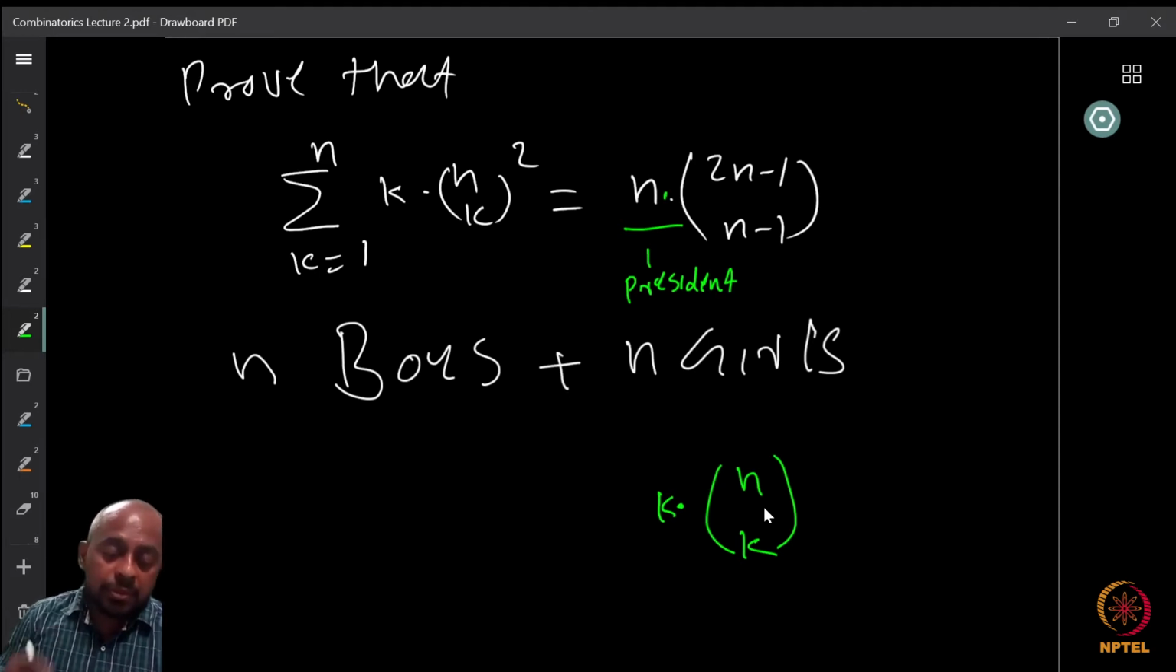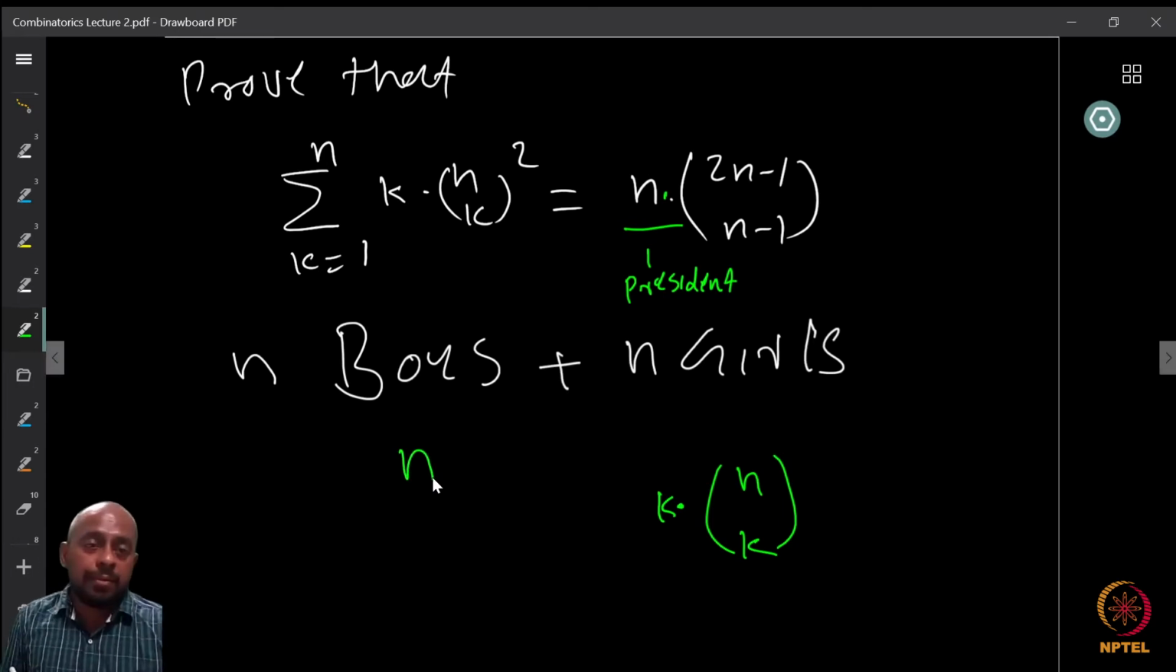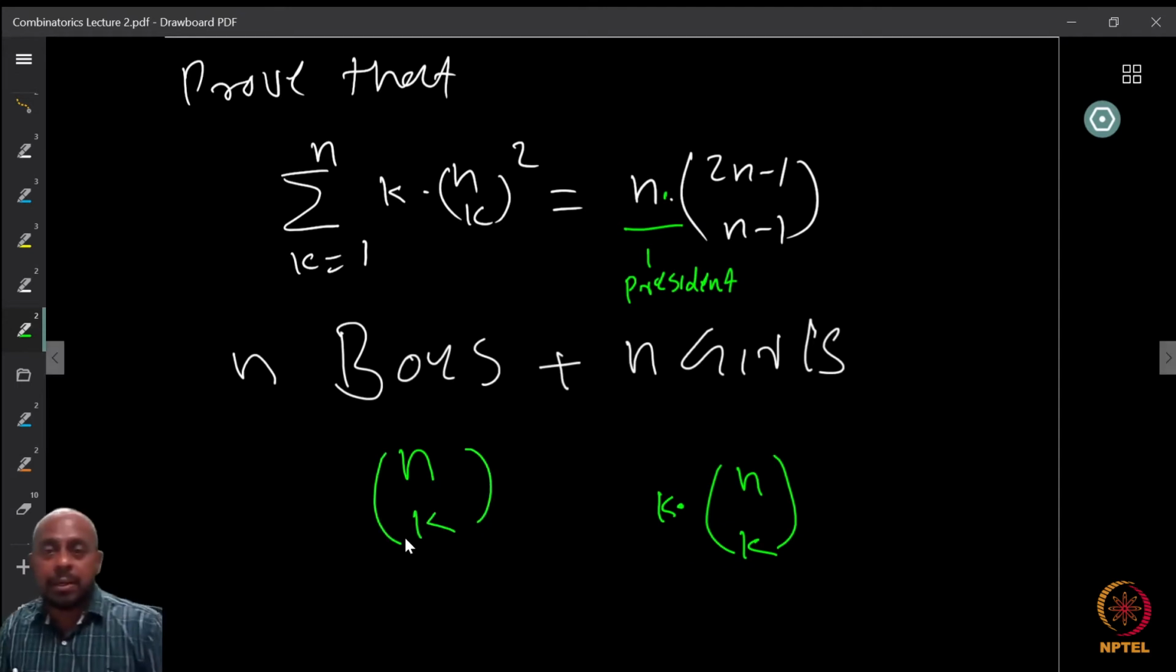Then once I choose the k lady members, I select the remaining n minus k boys from the n boys, right? So from the n boys, I need to select n minus k boys. But instead of selecting the n minus k boys to be in the club, I select the k guys who are not going to be in the club and throw them out, right? That is the same choice I'm making, right? So I make the choice of k members who are not going to be in the club, throw them out, and then select the remaining n minus k guys to be in the club.